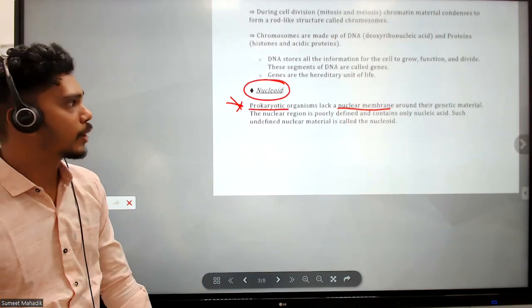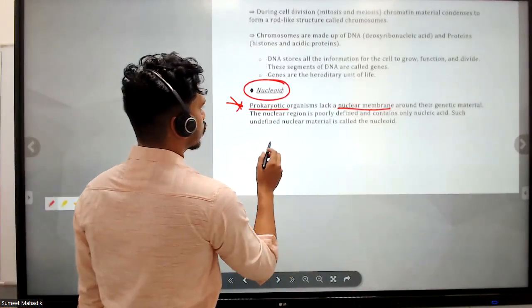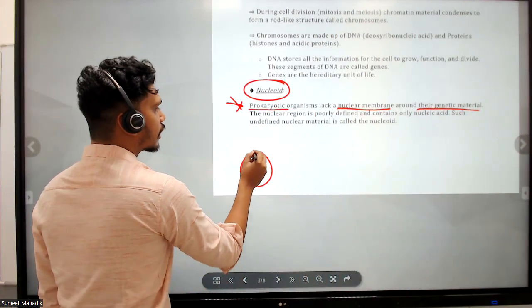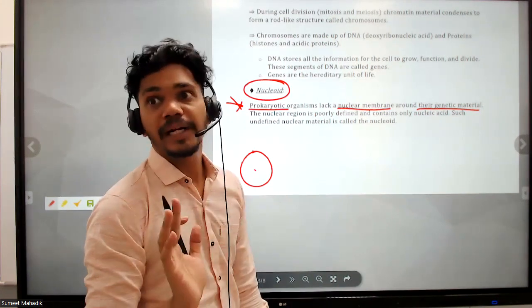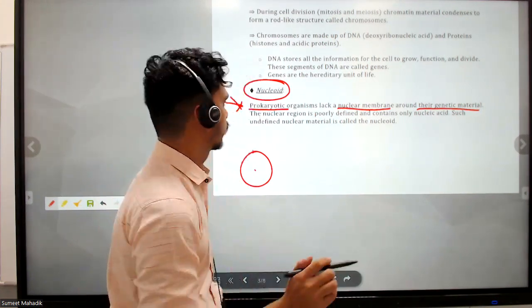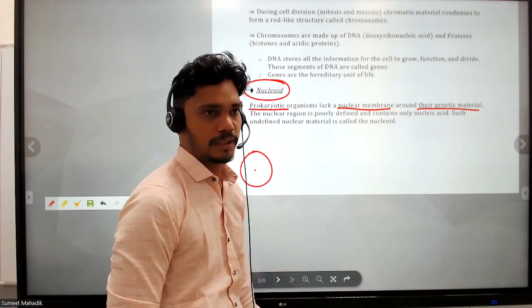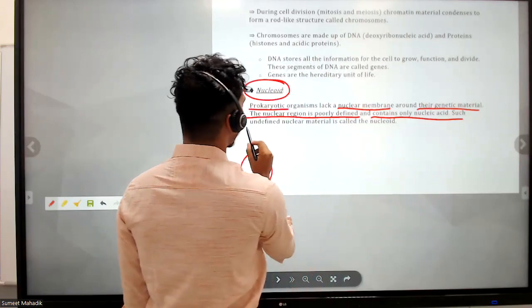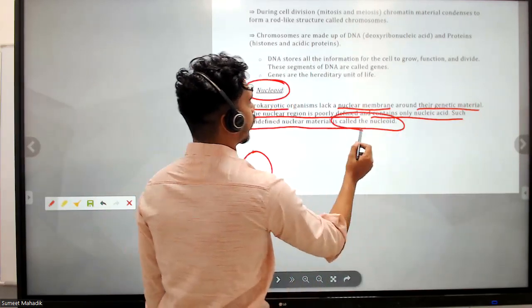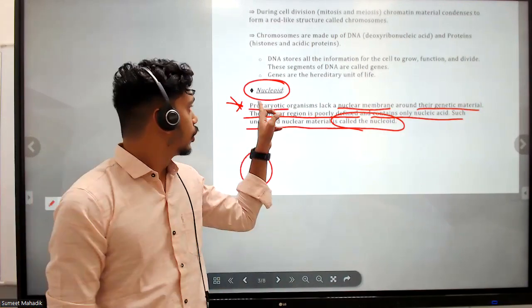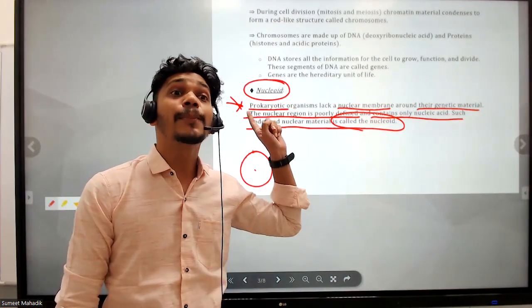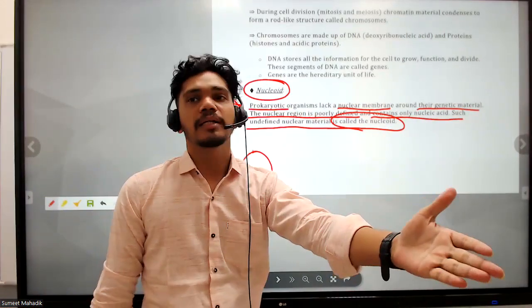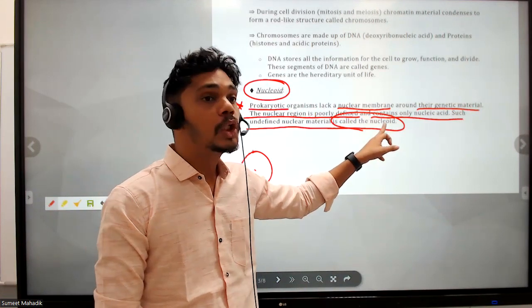Prokaryotes में क्या होता है? Absent होता है. So they lack the nuclear membrane around their genetic material. So can I say that in a prokaryotic cell, the genetic material is not that well protected. In case of prokaryotes, the organelles are scattered. The nuclear region is poorly defined and contains only nucleic acids. Such undefined nuclear material is called a nucleoid. So the nucleoid is only found in a prokaryotic cell because they lack the nuclear membrane and the organelles are scattered.